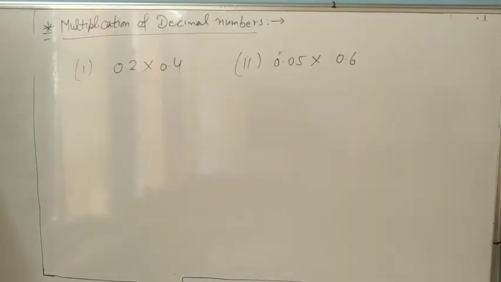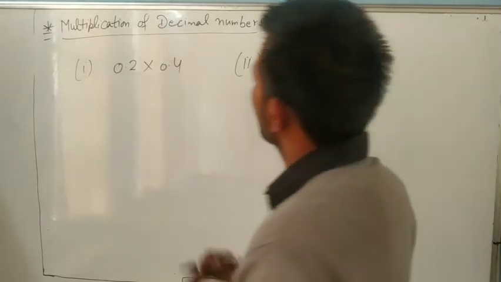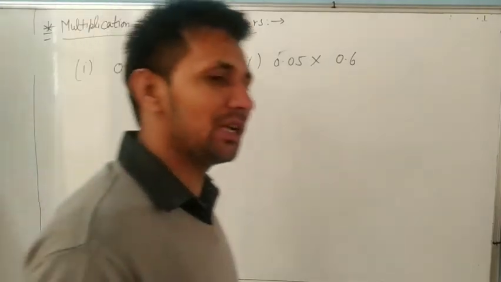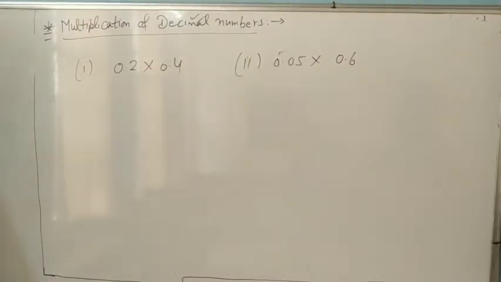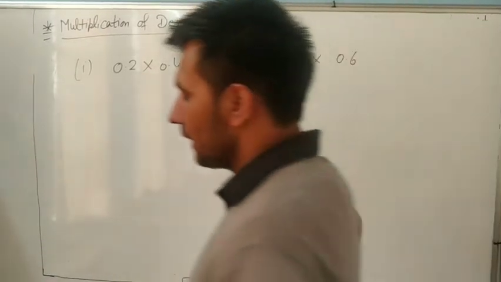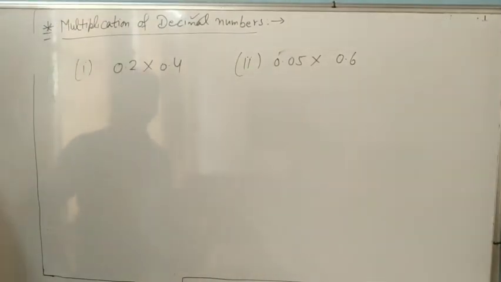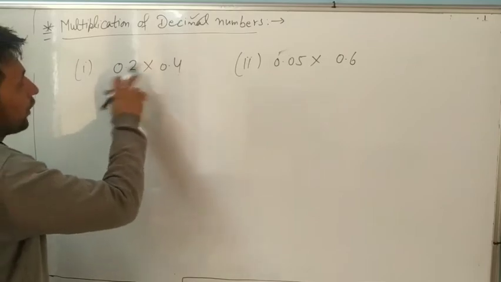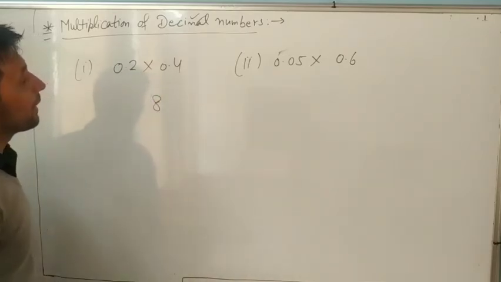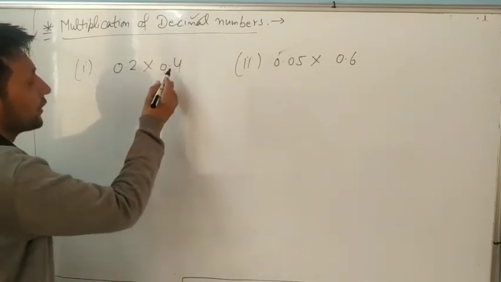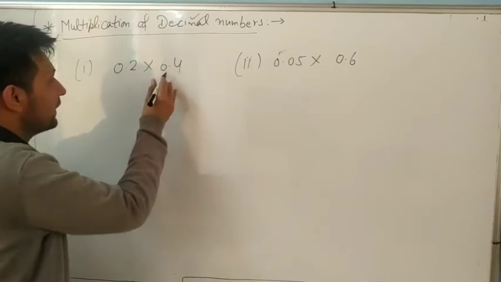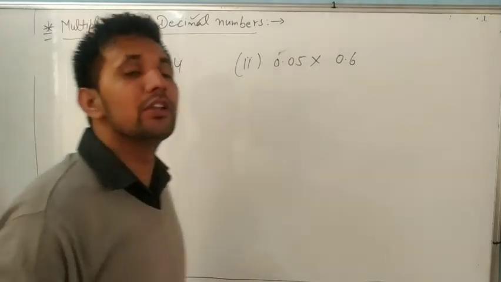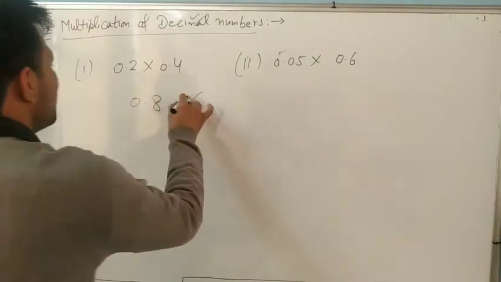Now we will learn how to multiply decimal numbers. Till now we already know how to multiply whole numbers, but now we will learn how to multiply decimals. Look at everyone, how to multiply it. 4 into 2, 8. But where will we put the decimal? You will observe that here is only one digit, so you will write 0.8. No, it is wrong. Why? What will we do in this case?